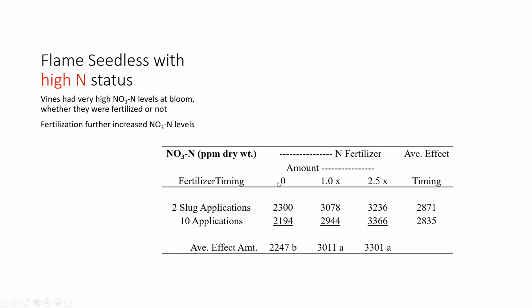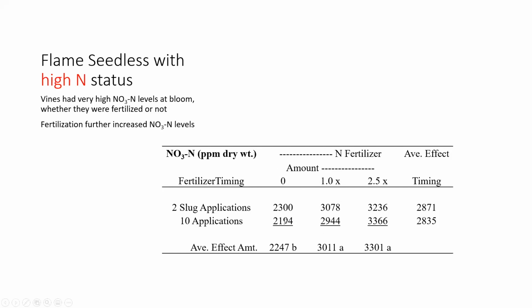And you can see this table here shows you effects of fertilizer timing. It's a similar experiment, 2 applications versus 10. And the amount of fertilizer in the columns here, 0, 1x, that's the amount of N that we estimated was removed by picking the fruit the previous year. So we used an estimate of 3 pounds of N per ton of fruit. And we looked at the grower's harvest data, and that's how we came up with this rate. And 2.5x was 2.5 times the replacement amount of N.